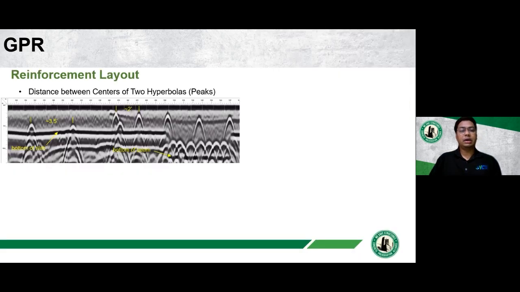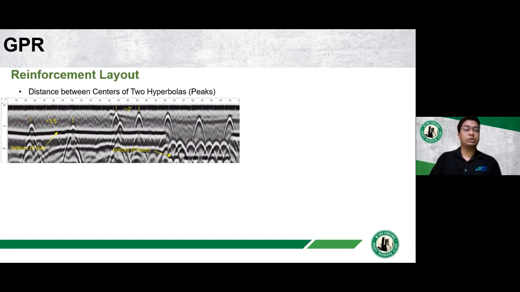Next is reinforcement spacing or layout. GPR gives you the ability to measure both. If you simply measure the distance between two hyperbolas, you can get the spacing between two reinforcements or two rebars. And this GPR scan can also show the bottom surface of the slab.